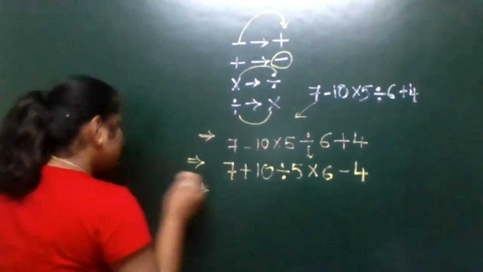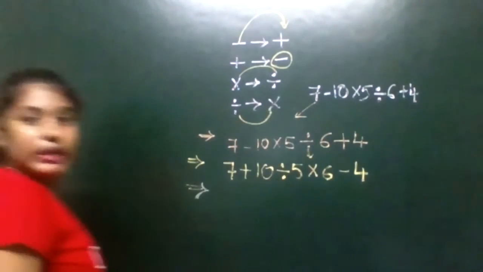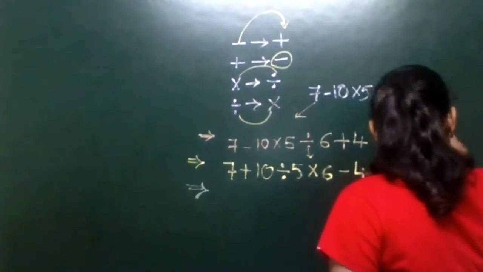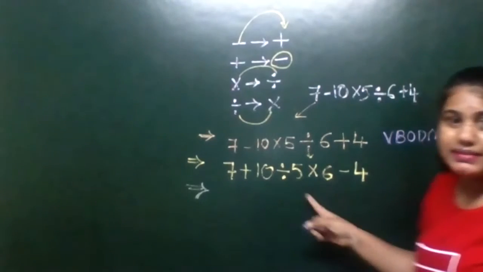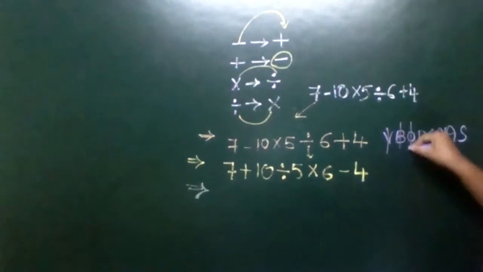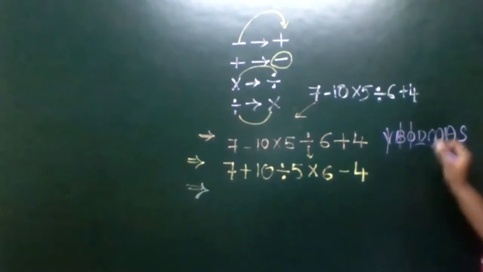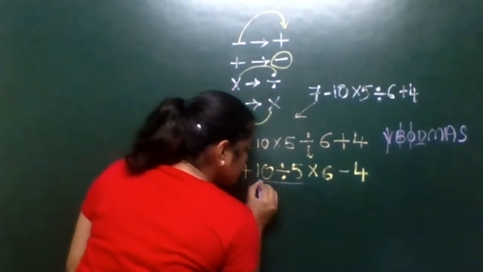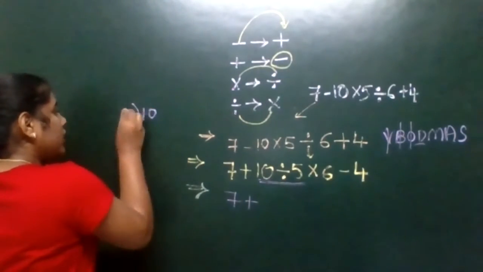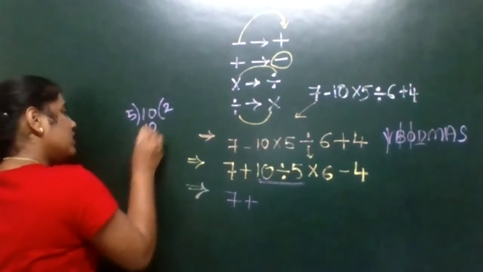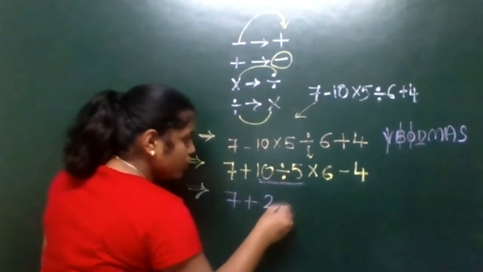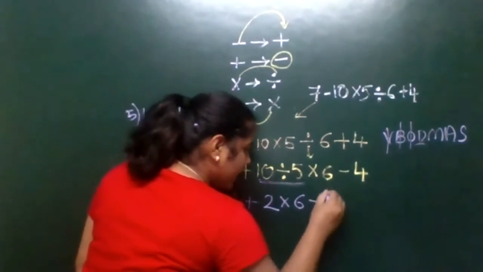My next step is to check the BODMAS rule. We solve BODMAS now. Do we have brackets in this line? No. Do we have multiplication brackets? No. Of? No. And then division? Yes, we have a division. See, this is the division. So 7 plus 10 divided by 5. 10 divided by 5, 5 twos are 10. Write down the coefficient. So 2 into 6 minus 4.